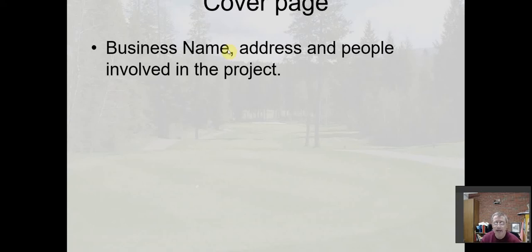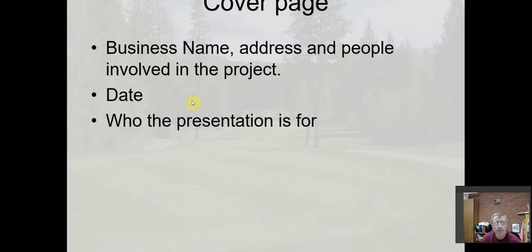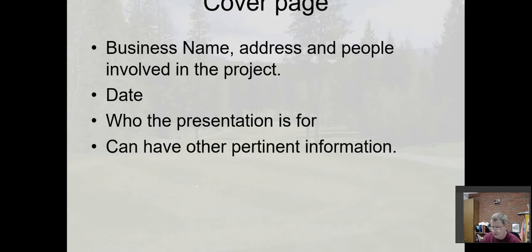It should have the business name, right? The address that you're going to use and the people involved in the project. So the students that are involved in that project. Okay, the date, who the presentation is for. So you could say it's for entrepreneurship class, BMGT 448. I'm not even sure what the number is. And you can certainly put my name on there if you want. It could have other pertinent information.